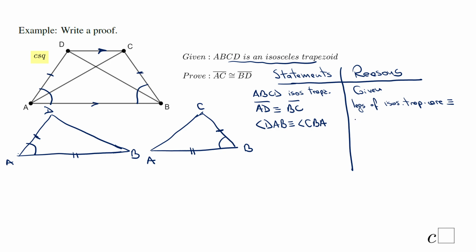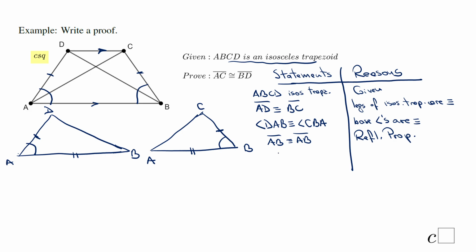And the same reason is an isosceles trapezoid, so base angles are congruent. That's what I meant here. And also we have the last thing here, which is AB congruent with itself. You remember that is called the reflexive property. Reflexive property of congruency, if you want to be accurate.